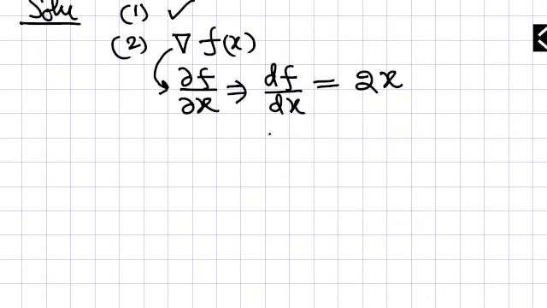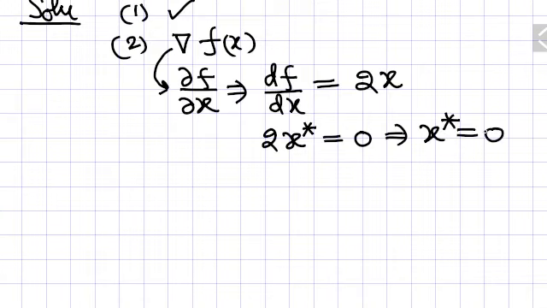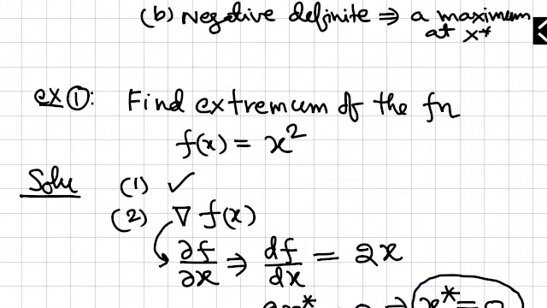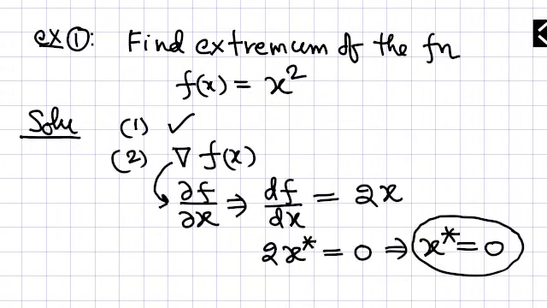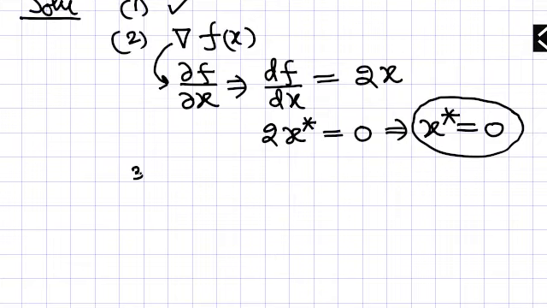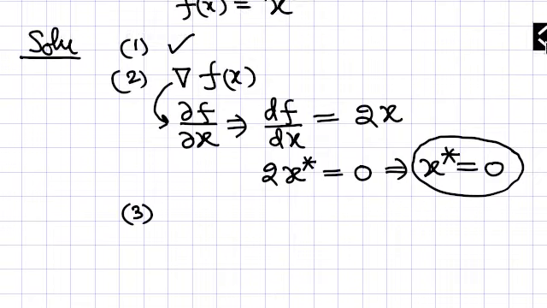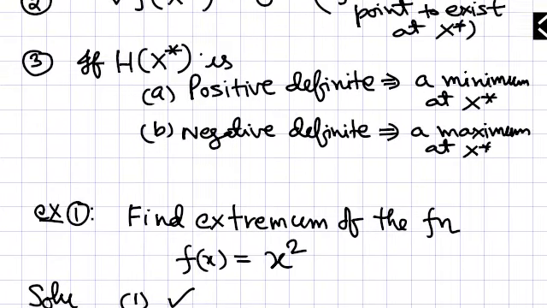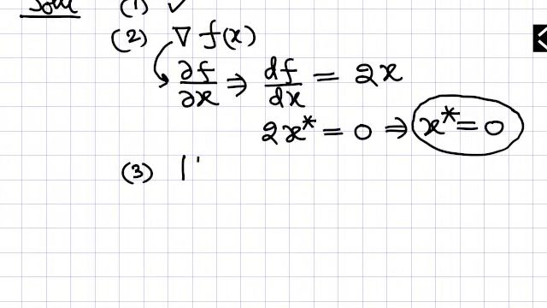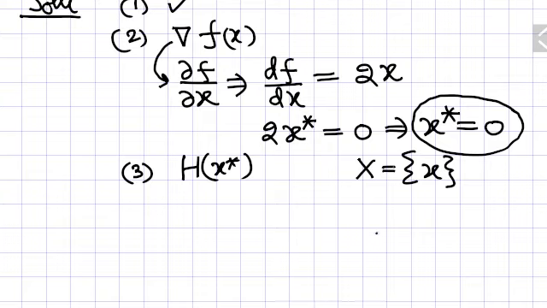When it is equal to 0, it gives you the stationary point x = 0. So you have got the stationary point at x = 0. Slope is 0, but at this time you don't know whether it is maximum, minimum, or a saddle point. So you have to apply the third condition. You have to find the Hessian matrix at this point. In our case, the only variable is x. I hope you understand this point.